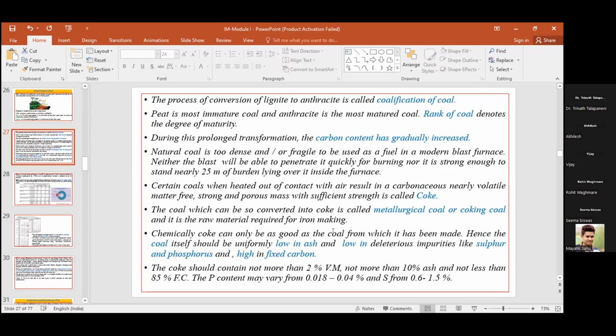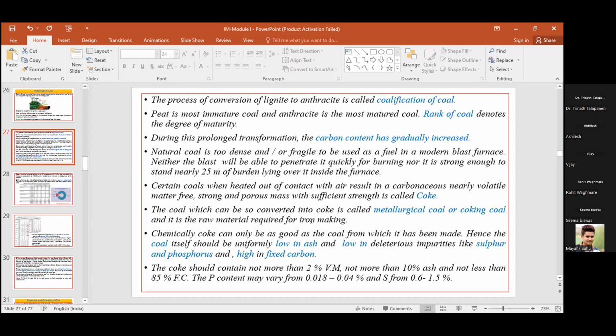So certain coals, when heated out of contact with air, will result in a carbonaceous, nearly volatile-free, strong and porous mass of sufficient strength. That is basically called coke. So coke is nothing but a mass rich in carbonaceous matter, nearly volatile-free, strong and porous. That is called coke.